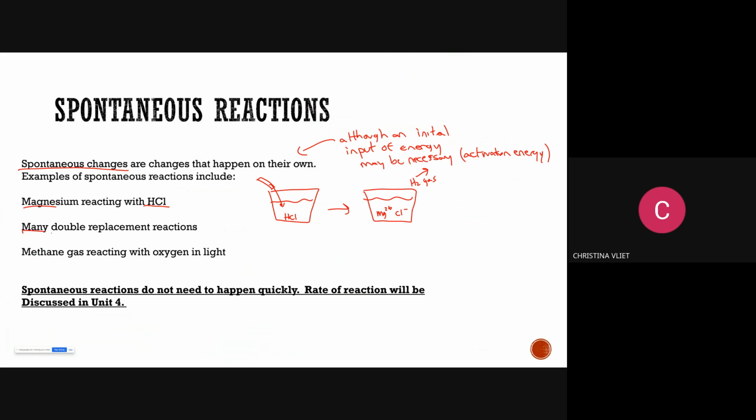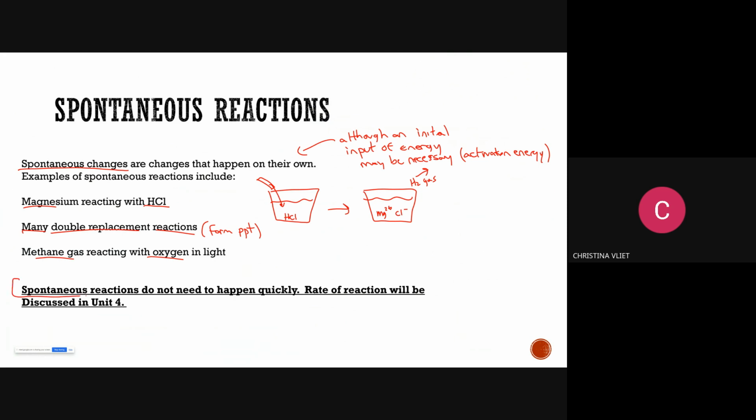Most double replacement reactions, if you form a precipitate, are going to be instantaneous. They happen on their own. All you have to do is mix them together and they form a precipitate. Methane gas reacting with oxygen and light is the same idea. You may need a spark, but other than that, it is going to spontaneously combust.